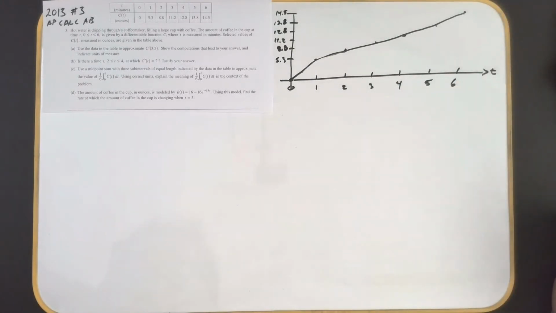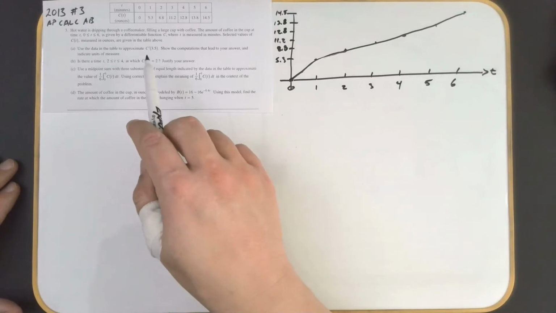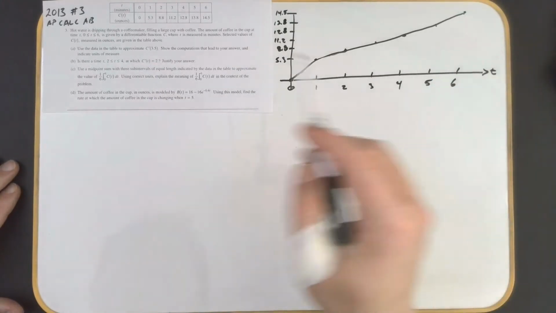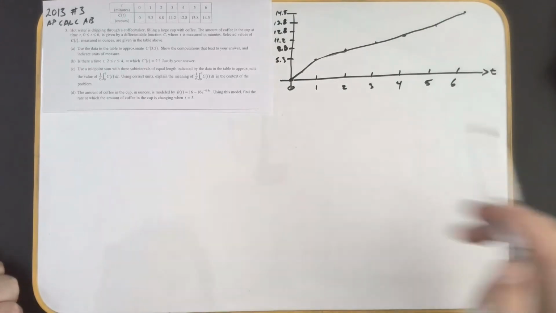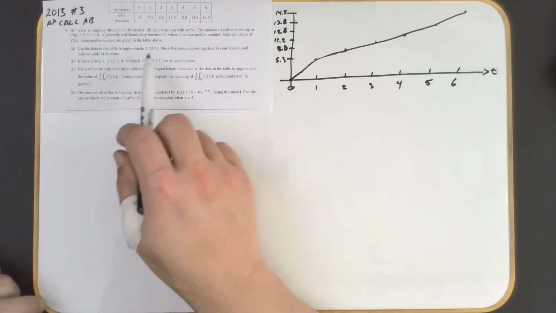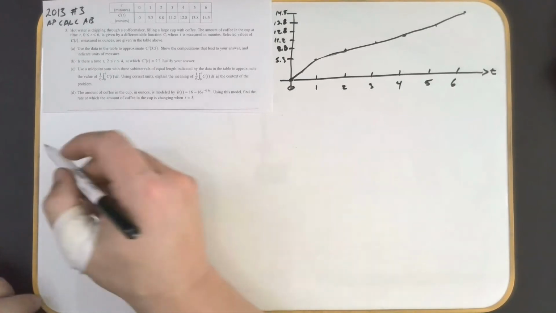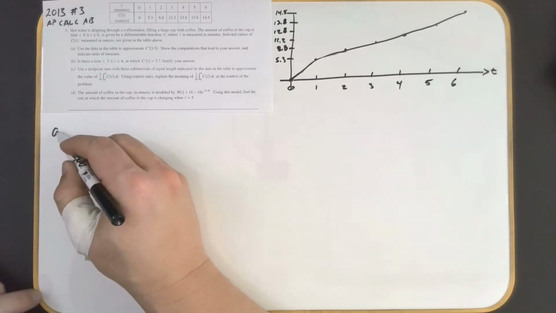Okay, so now it says use the data in the table to approximate C prime of 3.5. Now hopefully by this point you can sometimes predict the question. It's asking us for a derivative. Well, we just graphed C. They want C prime. You know a derivative is the slope of a tangent. So since they're asking me to approximate or estimate, I'm going to have to find the slope of the secant. They're asking me for a rate.